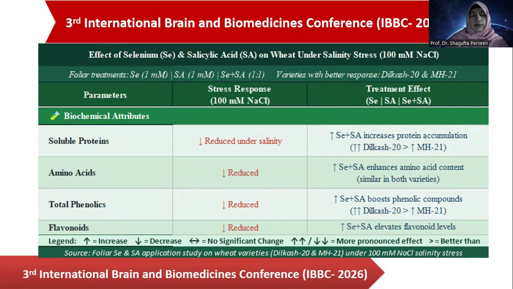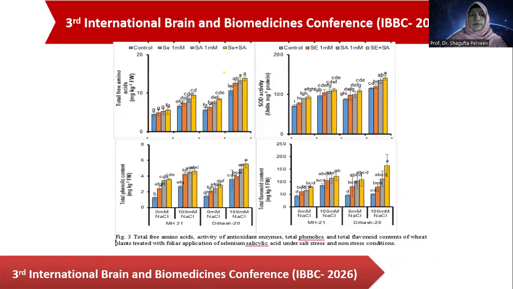Among other biochemical attributes, soluble proteins, amino acids, total phenolics, and flavonoids decreased under salt stress. However, the foliar application of selenium and salicylic acid increased the protein contents, amino acids, and phenolic compounds in both wheat varieties. Statistical analysis shows that of various treatments, the combined application of selenium and salicylic acid significantly increased the total free amino acids, the total phenolic contents, total flavonoid contents, and the activity of superoxide dismutase in both wheat varieties under salt stress and non-stress conditions.